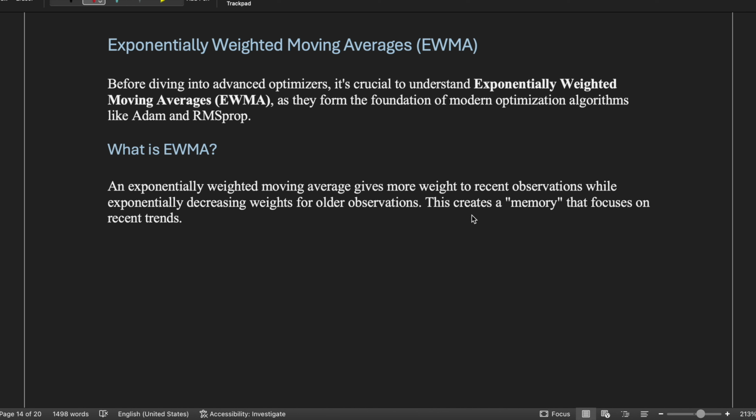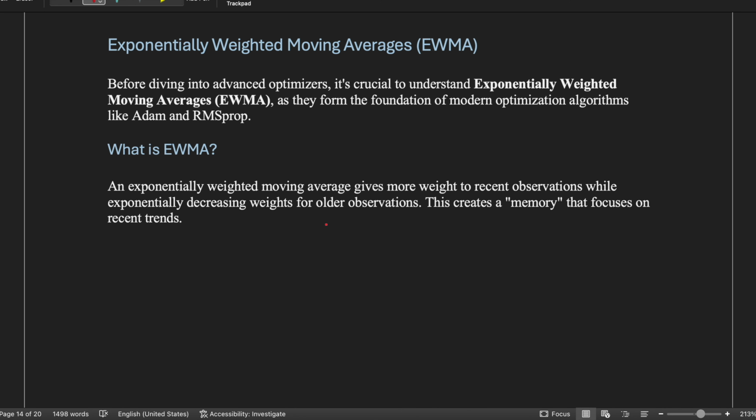So let's go to another concept, exponentially weighted moving average. It is a concept I want to tell you before we go to other optimizer techniques like RMSprop or Adam, our most famous optimizer. Before diving into advanced optimizers, it's crucial to understand exponentially weighted moving averages, as they form the foundation of modern optimization algorithms like Adam and RMSprop. So what is EWMA? An exponentially weighted moving average gives more weight to recent observations while exponentially decreasing weights for older observations. This creates a memory that focuses on recent trends.